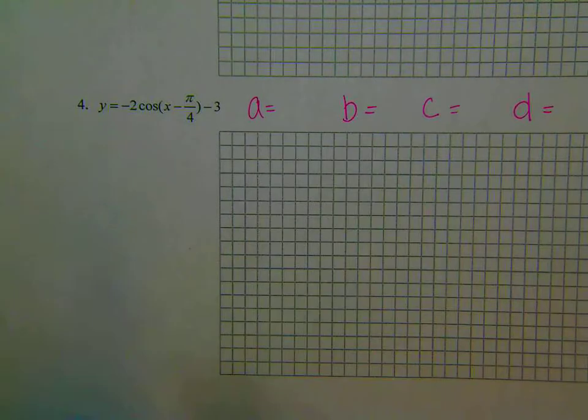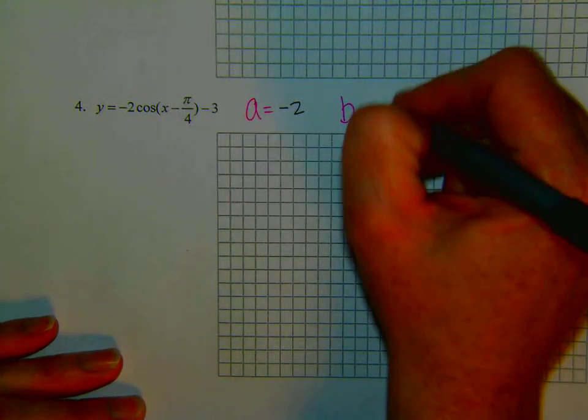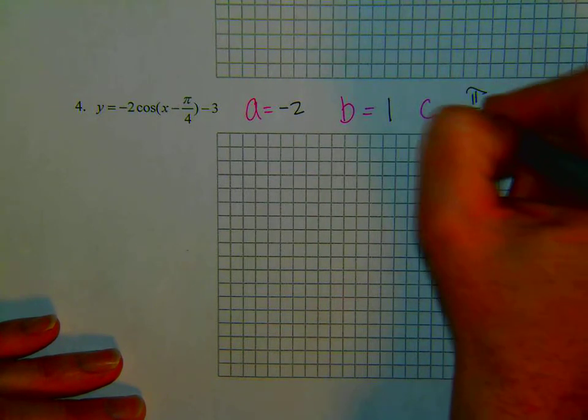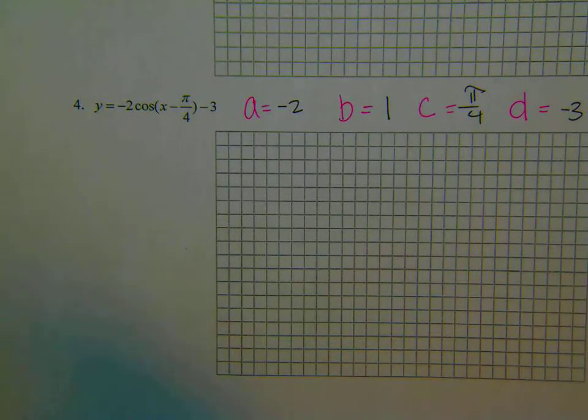A is going to be -2, amplitude -2. B is going to be 1, frequency of 1. C is going to be pi over 4, and D is going to be -3. So we're going to have a vertical shift of -3.